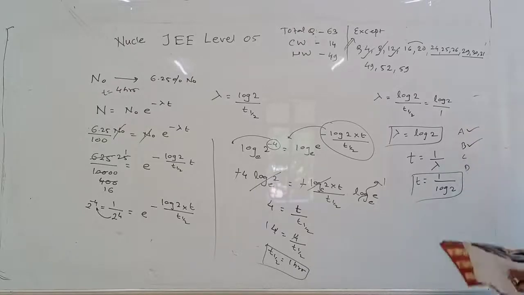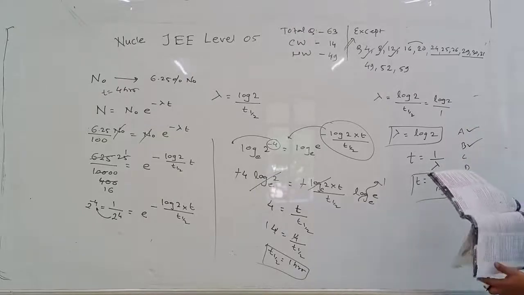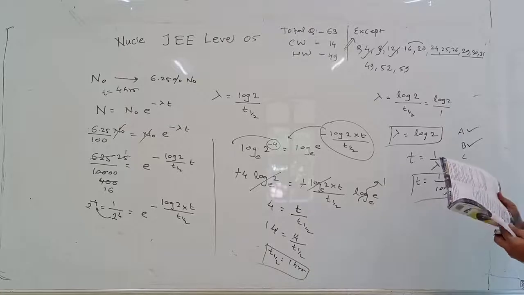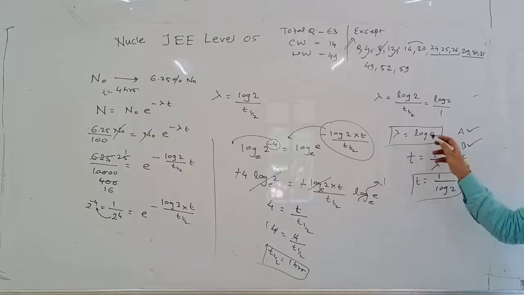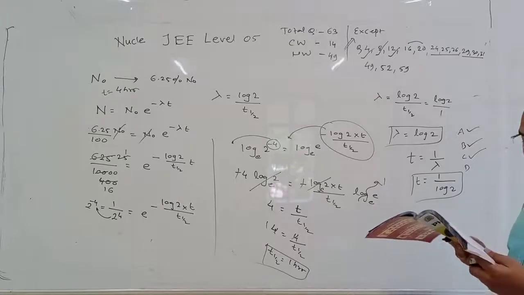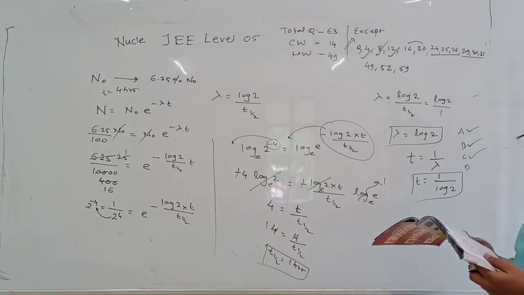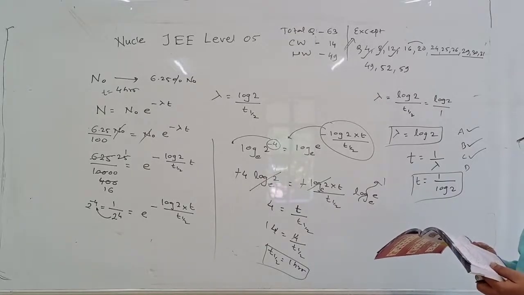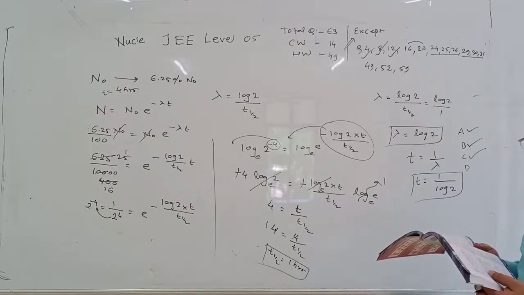Then see option C. The decay constant of the sample is ln2. Decay constant is ln2. Yes, it is also correct. Option C is also correct. Option D: after further 4 hours, the amount of the substance left over would be only 0.39%.